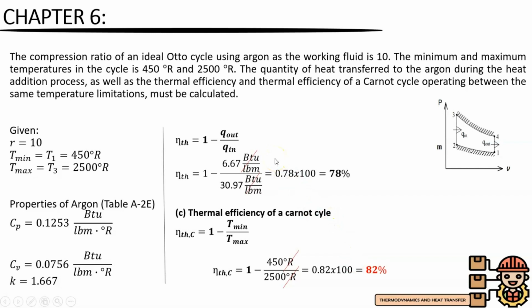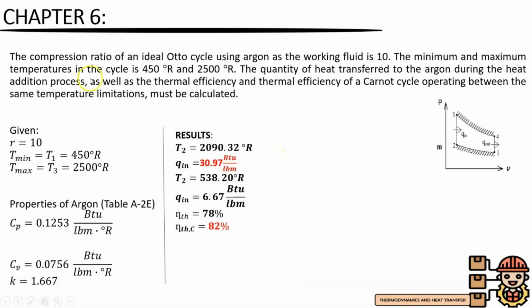Times 100 is equal to 82%. So the results in this problem, since we are asked to calculate the quantity of heat transfer to the argon during the heat addition process, or the Q in, and the thermal efficiency of the Carnot cycle operating between the same temperature limitations. So here's the result for this problem.